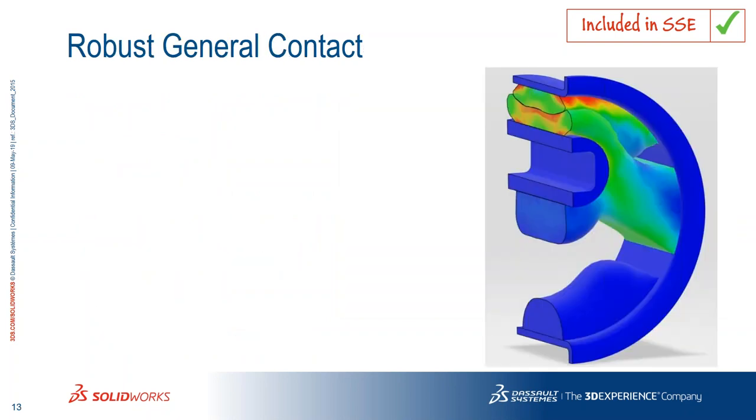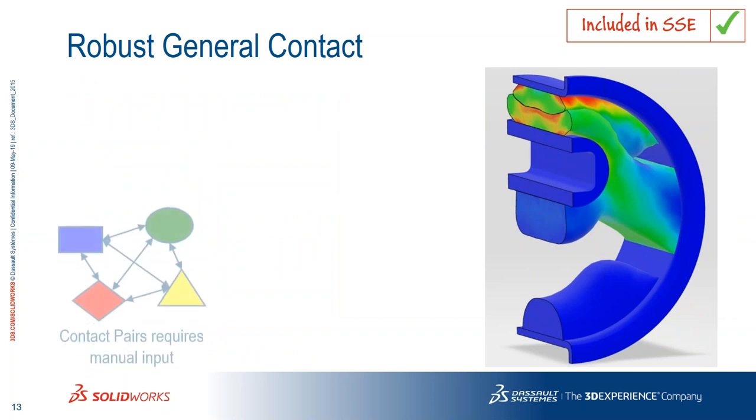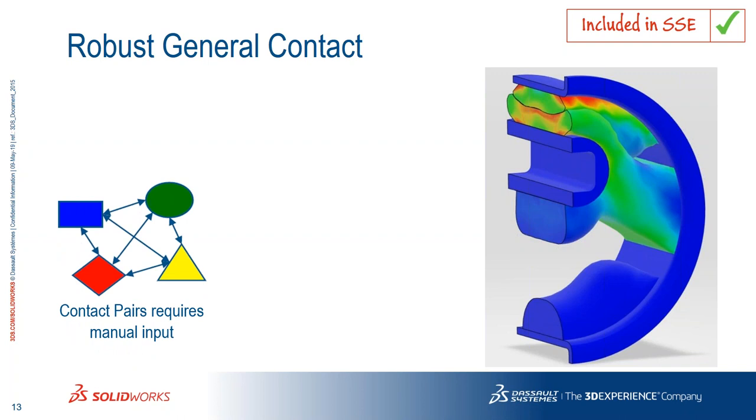So let's talk about one of the best features that we have in Structural Simulation Engineer, which is called general contact. As you know, if you use SOLIDWORKS Simulation, when you are dealing with contact between surfaces, you need manual input. You need to identify each contact pair that occurs in the simulation manually before the run, of course. So it's a tedious task. It's a trial and error task. You can waste a lot of time because maybe you just run the analysis to see that there are contacts missing, so you have to stop and rerun the analysis. So it's a very tedious workflow.